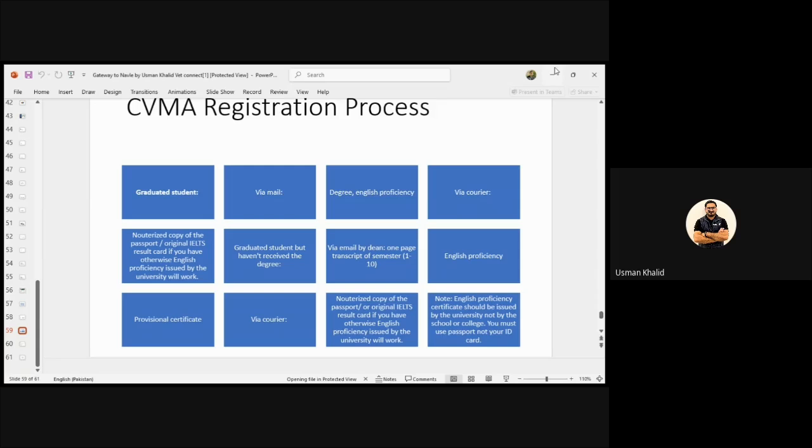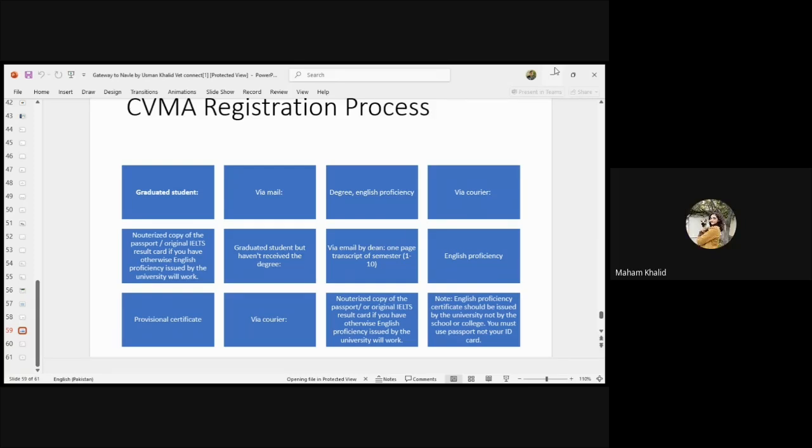You need to write to CVMA, saying I want to convert all my stuff, and they will send you the details of what kind of things they require from you, and you can easily convert. You don't need to worry about those things even. Just do it, and then it's fine.